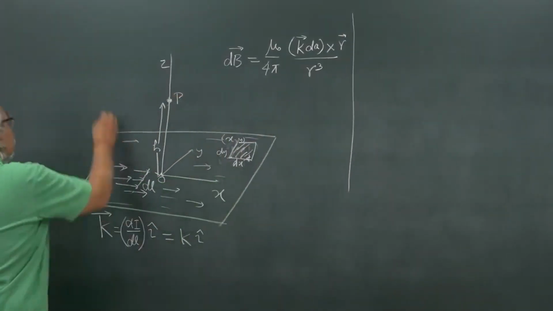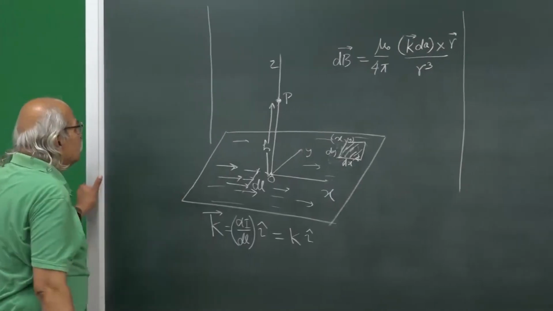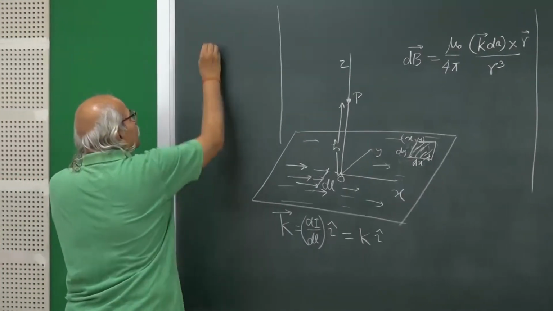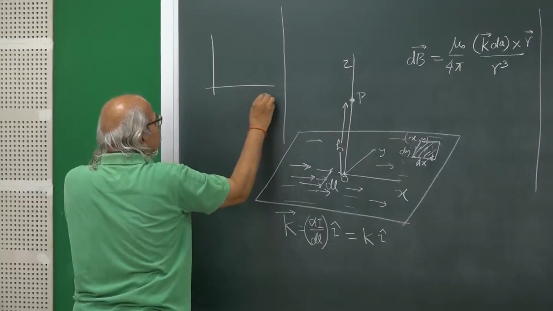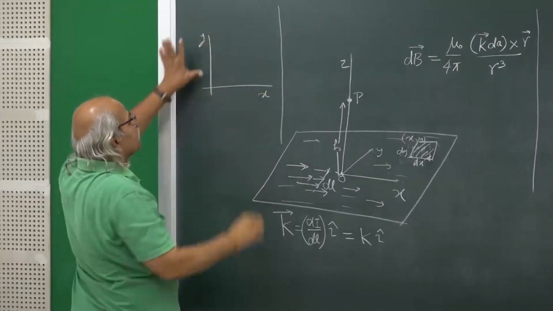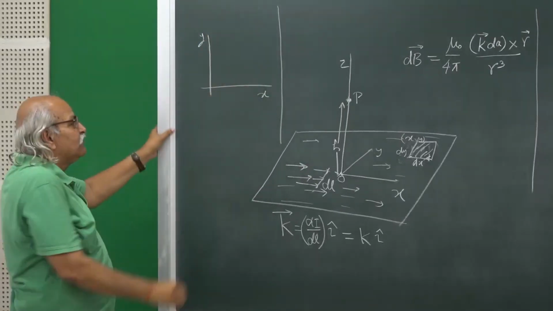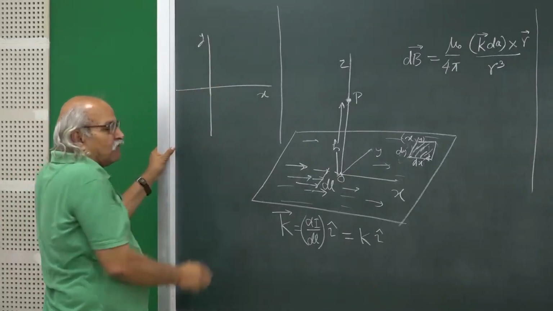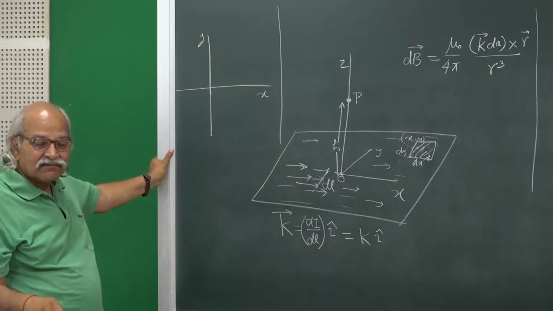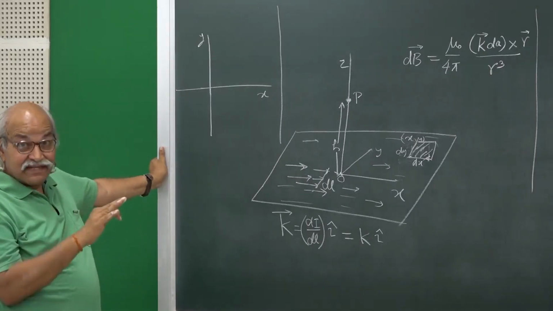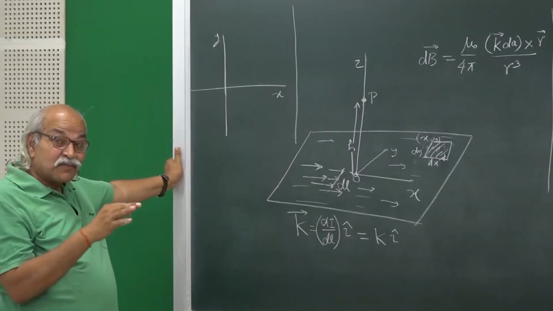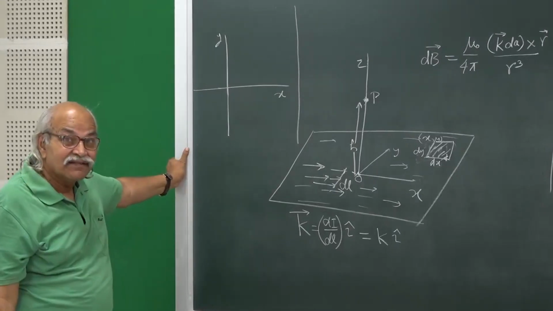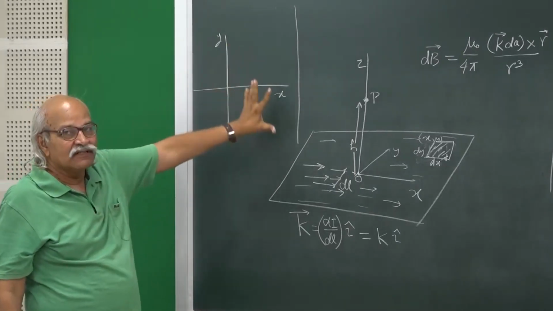Okay, let me do it here. Suppose this is our plane, this is x axis and this is y axis, and in this plane we have to take area dA and then vary the parameters, the way we take this area dA, such that this entire plane gets covered.